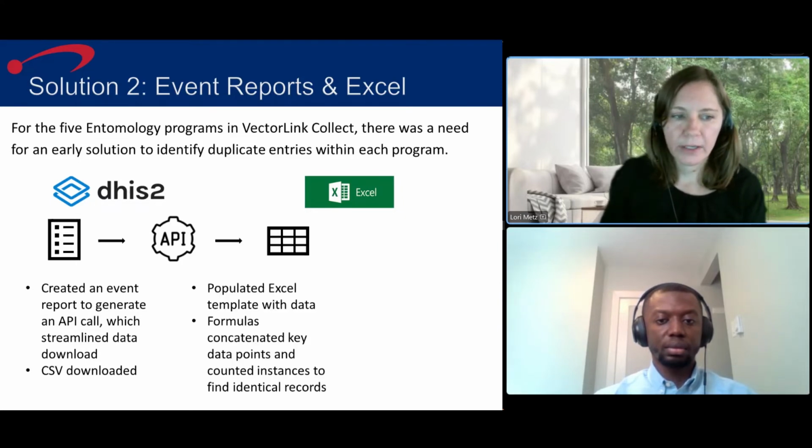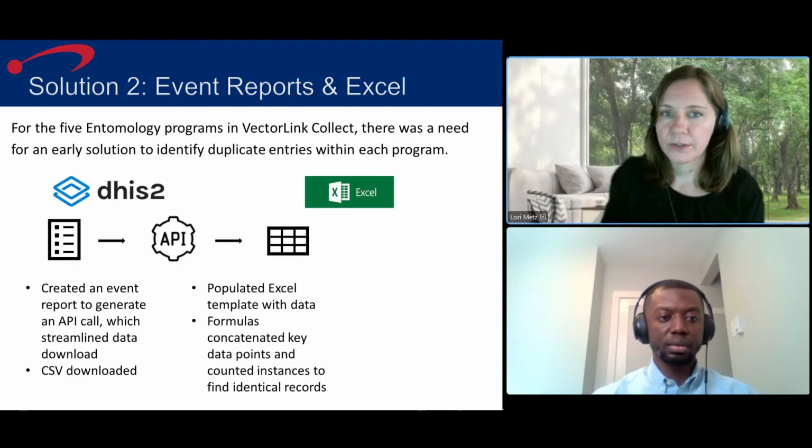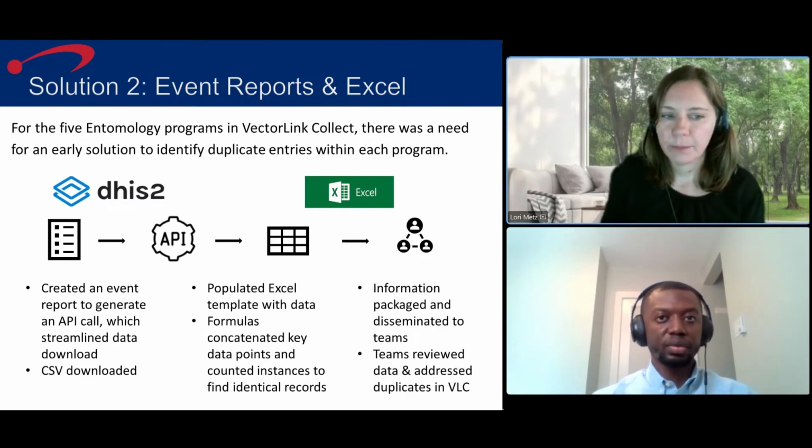Next, we populate an Excel template with the data from the CSV files. Formulas were used to concatenate key data points, and that's used as the event's unique identifier string. And these unique identifiers are counted across all records, and ones with more occurrences in the data set were considered possible duplicates. And finally, this information was then packaged and disseminated to our entomology teams, who reviewed the data, made quality decisions about the duplicate entries, and cleaned the data accordingly.